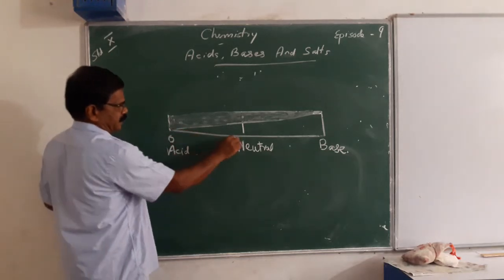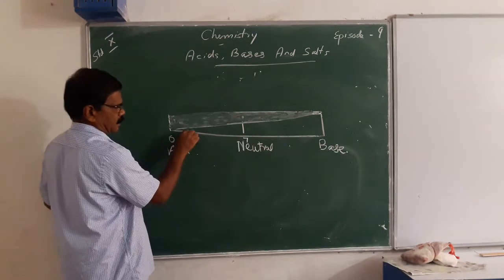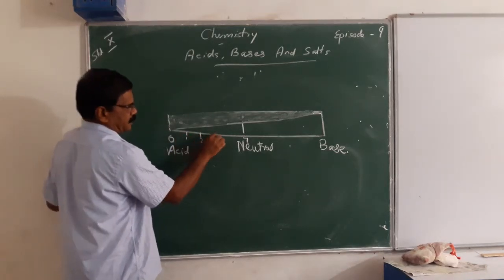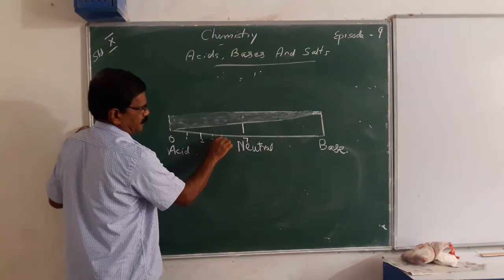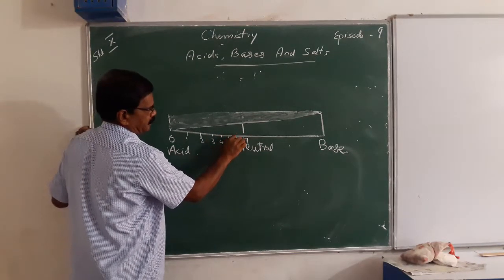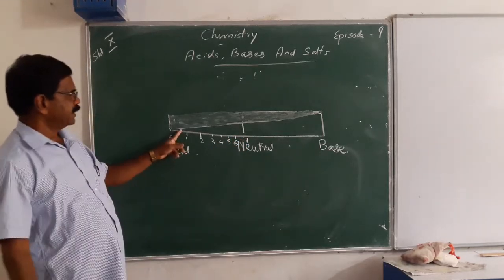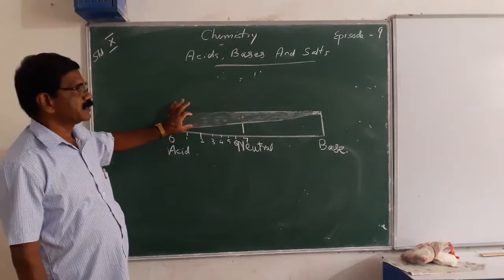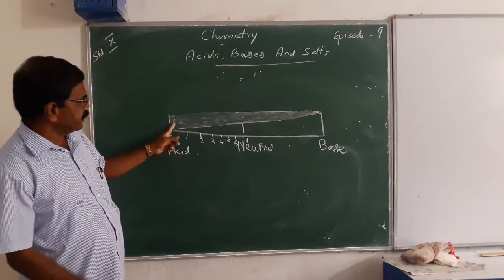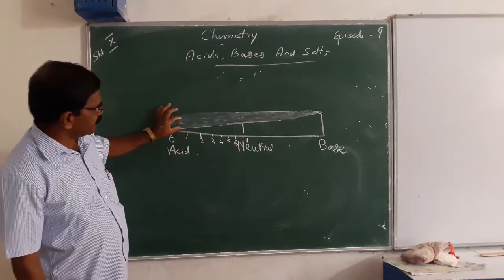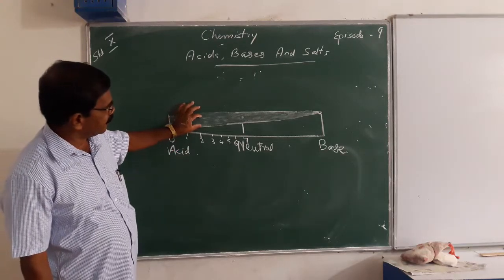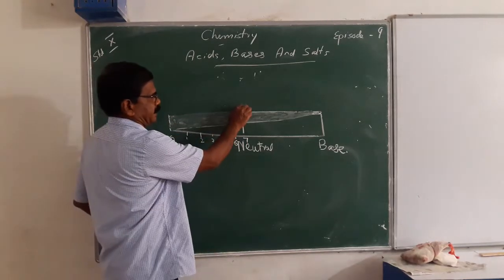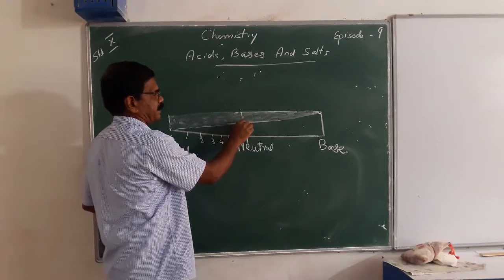If we pass to 1, 2, 3, 4, 5, 6, we see that the shaded portion is the hydrogen ion concentration. In the shaded portion, the hydrogen ion concentration decreases, and it becomes 7. The hydrogen concentration becomes half.